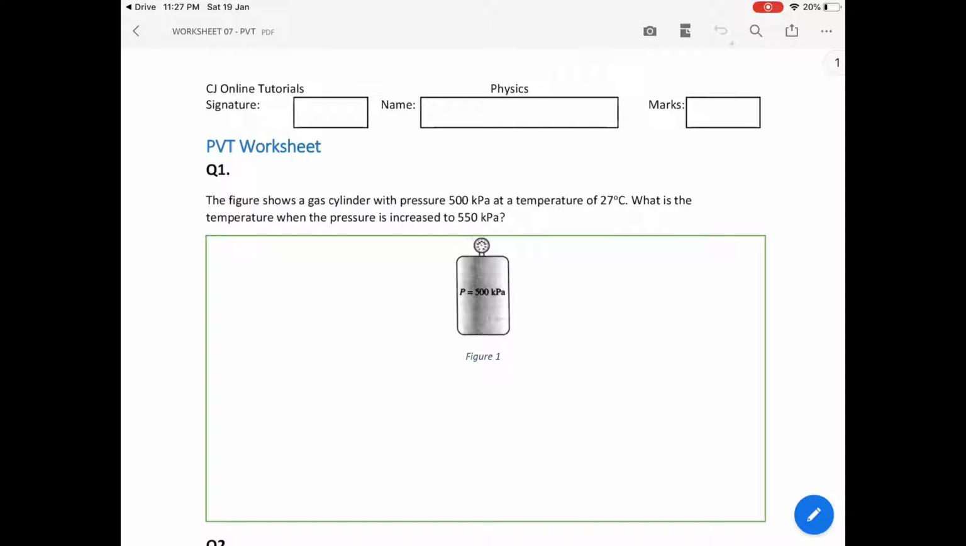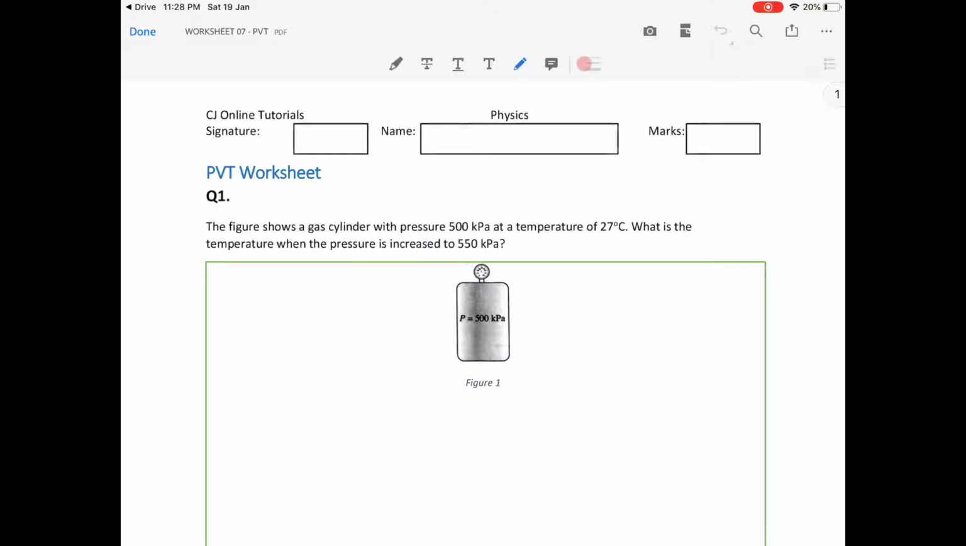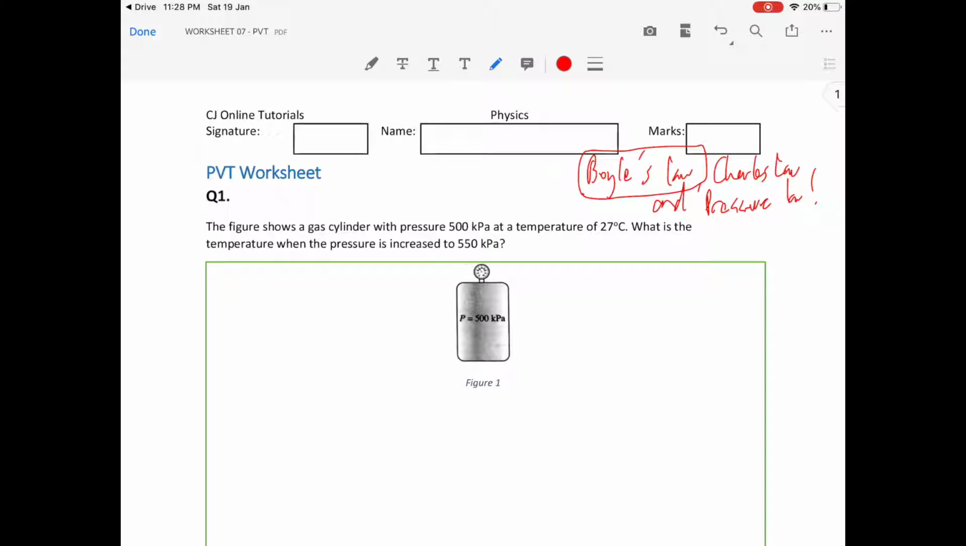Remember, in this there are three laws. The three laws are Boyle's law, Charles' law, and pressure law. For those of you taking IGCSE, you only need to be concerned about Boyle's law. For those of you taking SPM, you will probably need to learn all three of them.